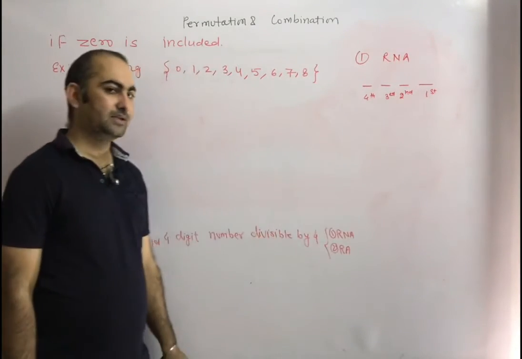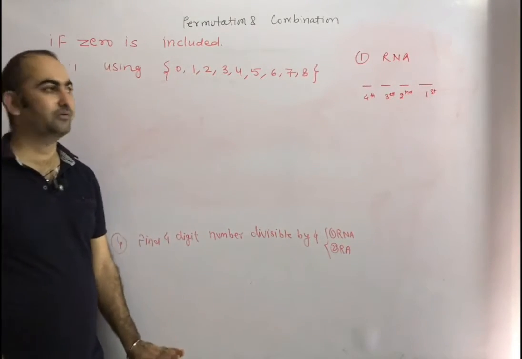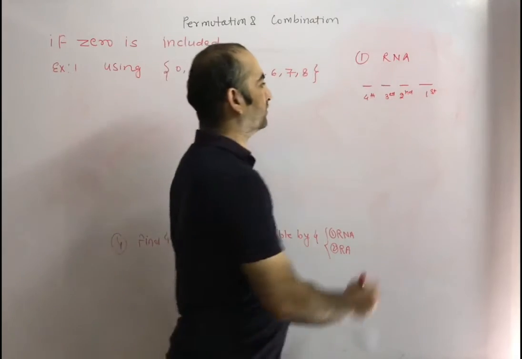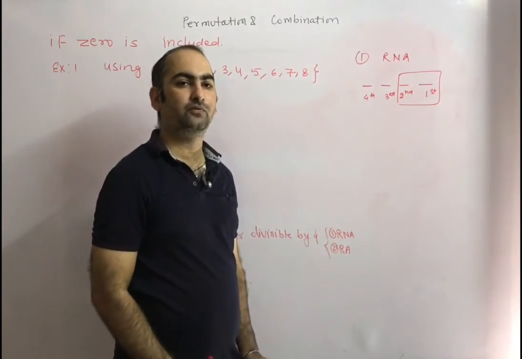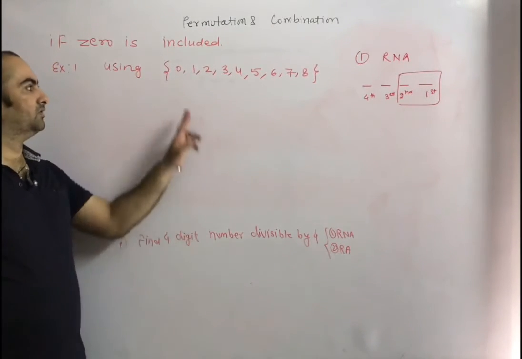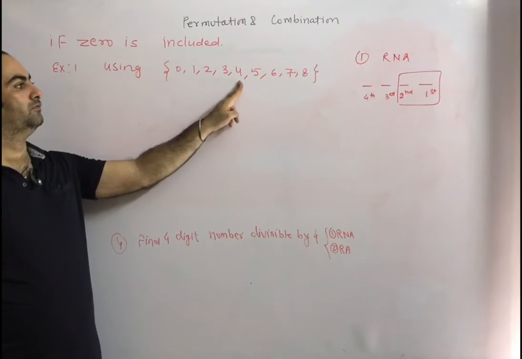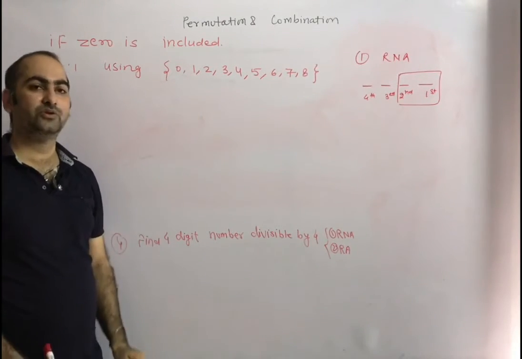Okay. Second thing we want, the number should be divisible by 4. Okay, a number is divisible by 4 if the last two digits are divisible by 4. That means whatever number is coming in these two places should be divisible by 4. Okay, now here we have to take care of what, because the digits given are 0, 1, 2, 3, 4, 5, 6, 7, 8. Okay, so 0 is here. That means you have to take care of 0.